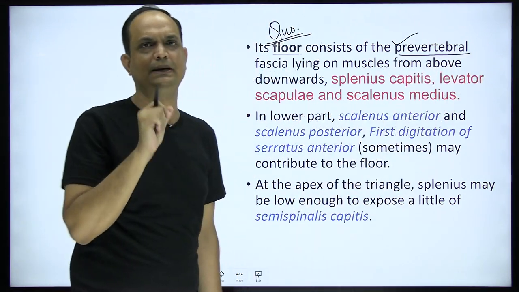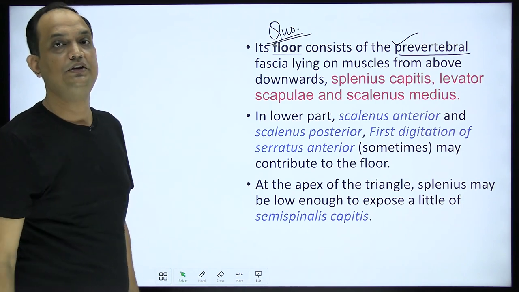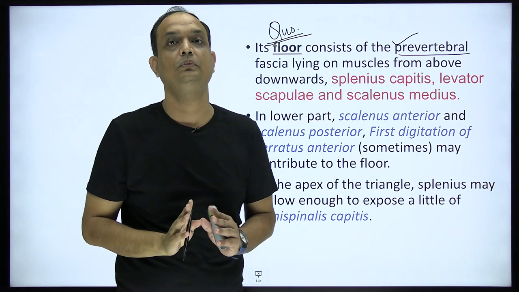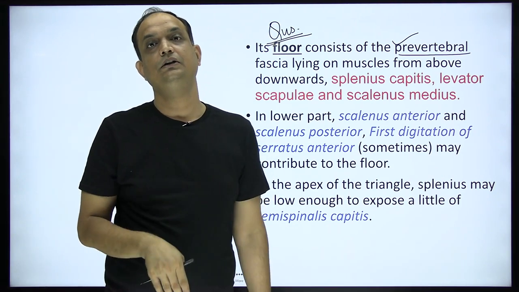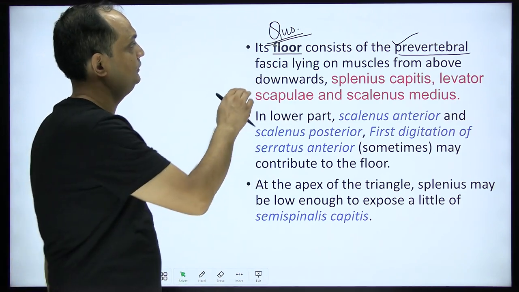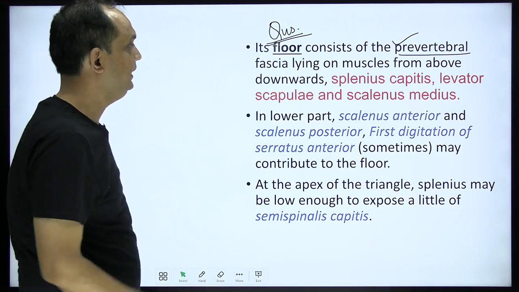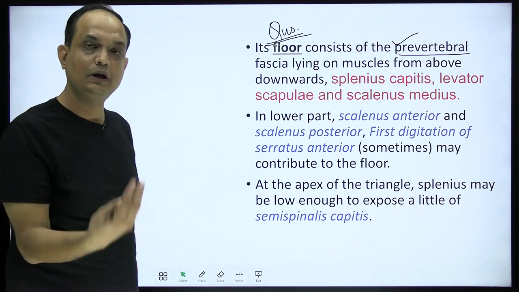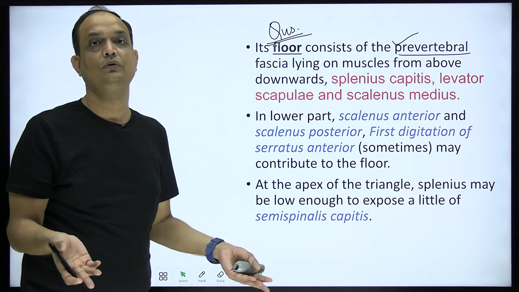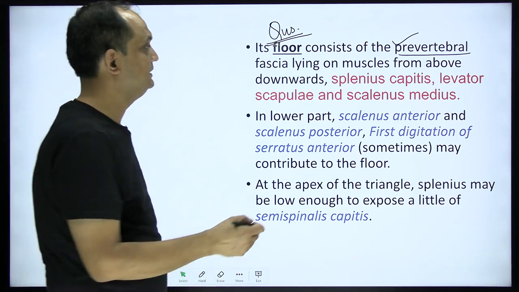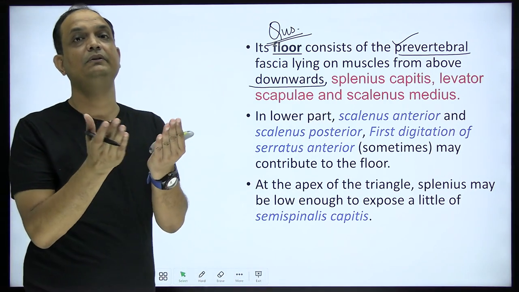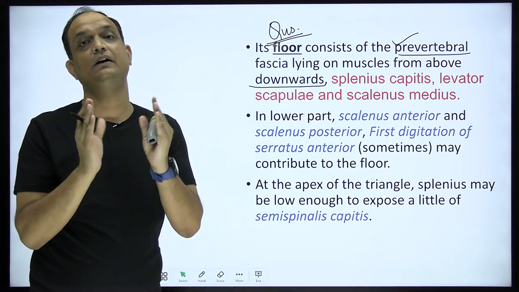This question comes very often, children, whether the pre-vertebral fascia in the posterior triangle will contribute to the roof or the floor. Answer is, it is in the floor. So this is the important question, that the floor of the posterior triangle consists of pre-vertebral fascia, and below the pre-vertebral fascia, once you remove that carpet, what you are able to find in the floor are the muscles, known as pre- and paravertebral muscles, because the pre-vertebral fascia covers the pre- and paravertebral muscles.